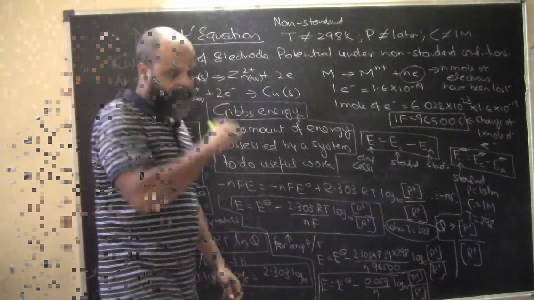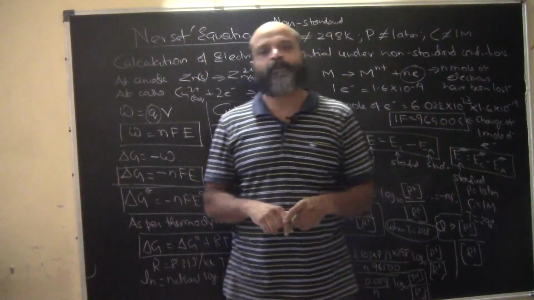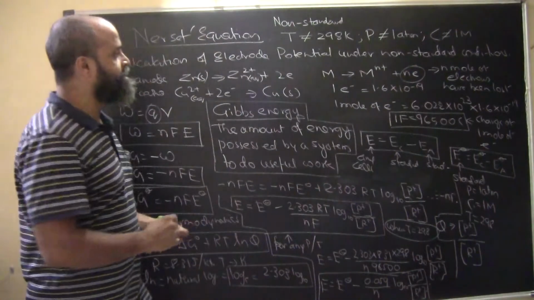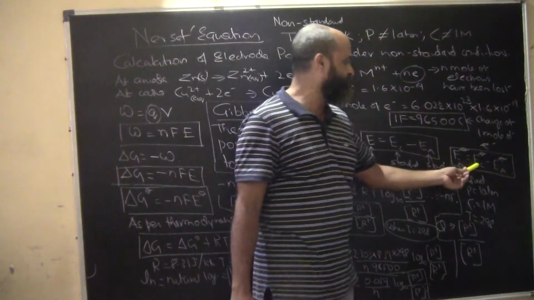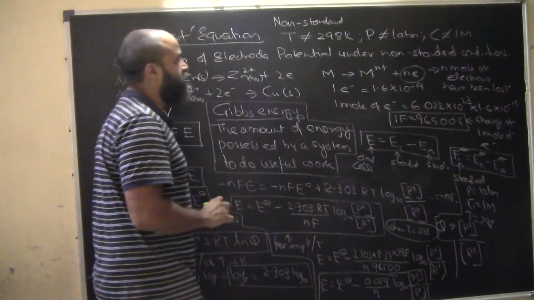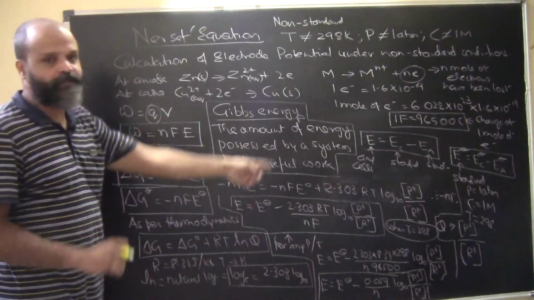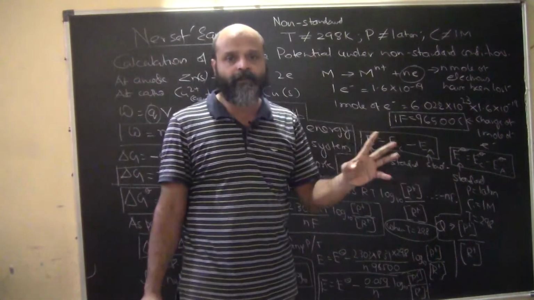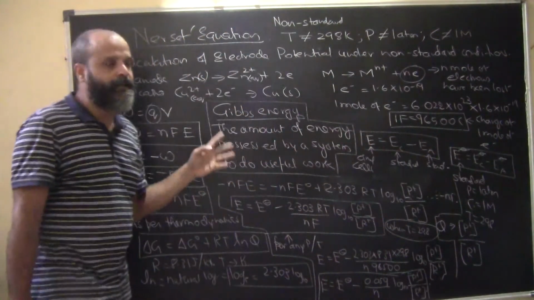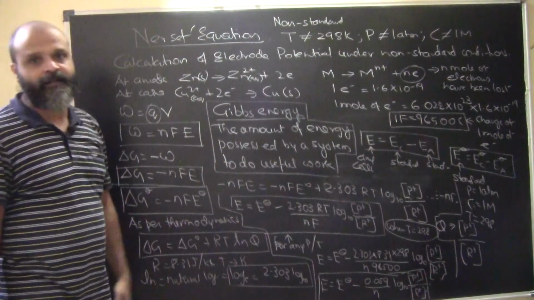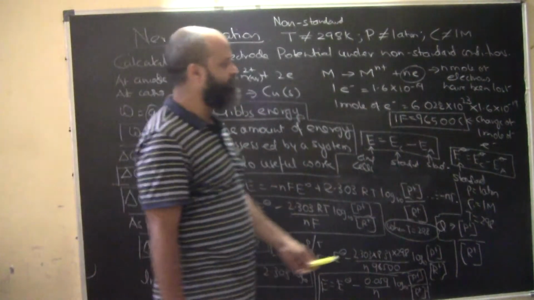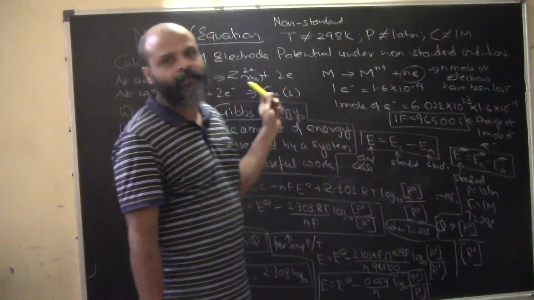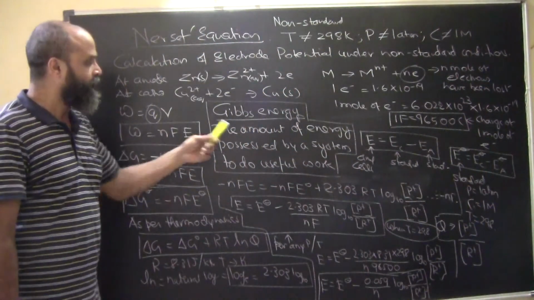This is primarily used to calculate, we know there is a basic method of calculation of standard electric potential, we are already aware of it, but the Nernst equation helps you calculate the EMF of the cell when it is under non-standard conditions. We know how to calculate it for standard conditions. This is under non-standard conditions. I hope it is clear.